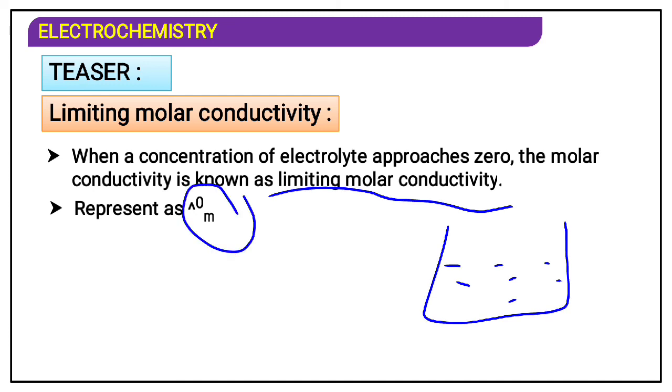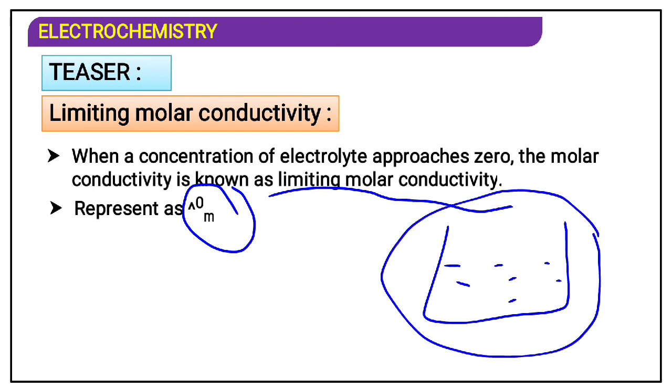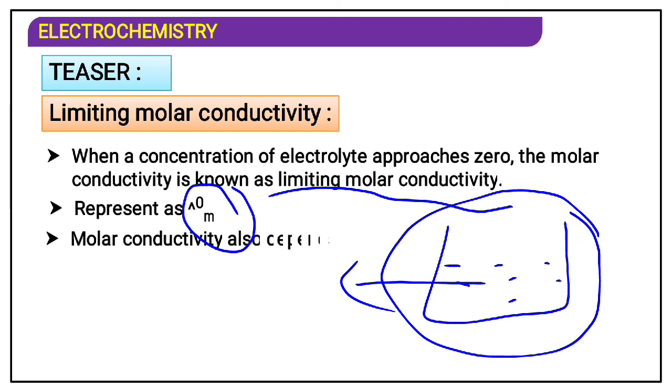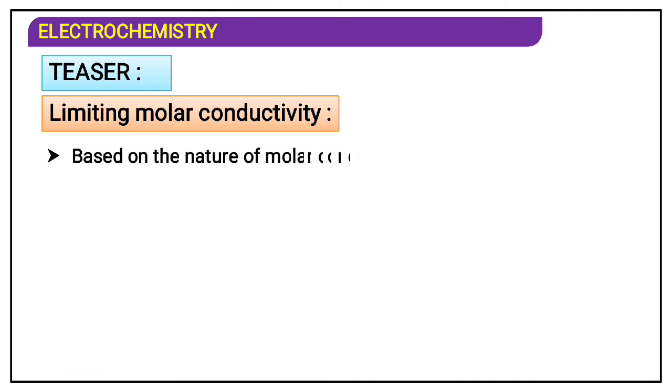This is represented by lambda naught m. When the solution concentration becomes zero, when the dilution is very high, so the concentration becomes zero, then it is called limiting molar conductivity. Okay? So, very important.